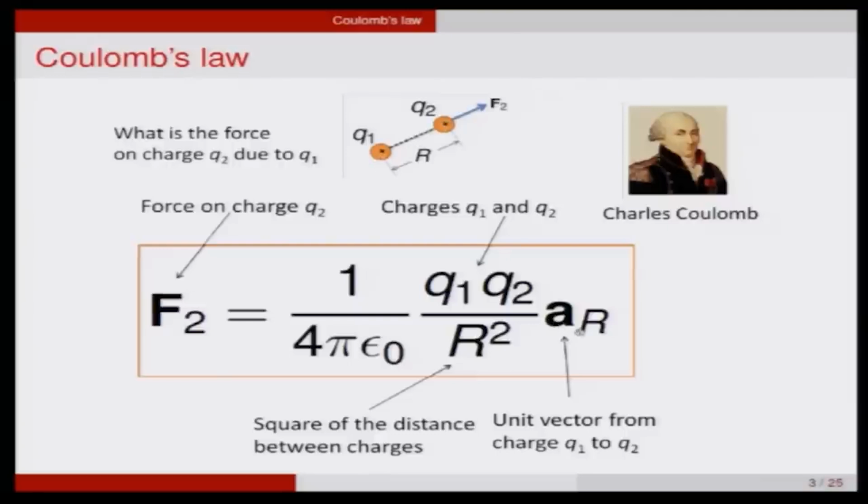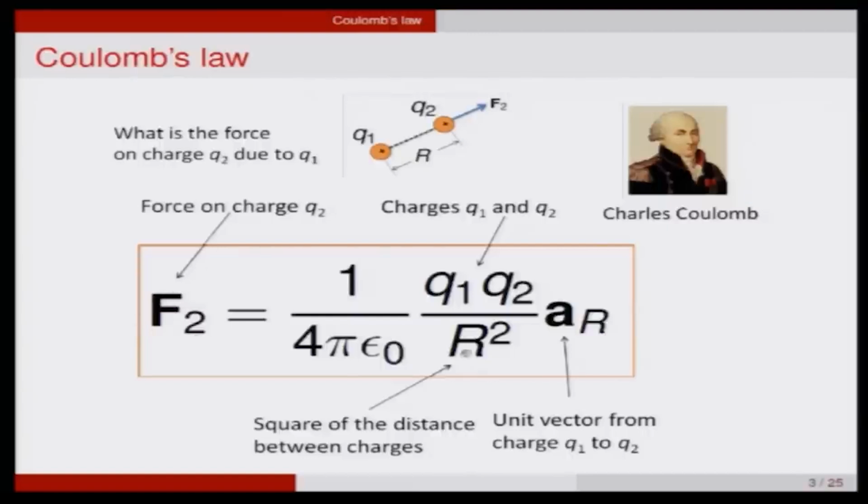This AR is a unit vector, okay, which is along the line that is directed from charge Q1 to charge Q2. So, along this dotted line that you can see, this is the unit vector from charge Q1 to Q2, which I am labeling as AR. I will use a different notation later on, but for now this is a simple notation that I have used, and this left hand side is the force on charge Q2.